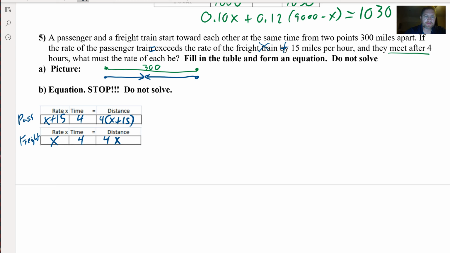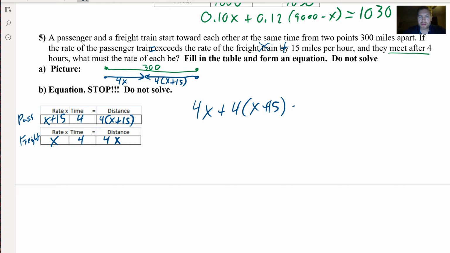And so we'll make this one the freight train. That one's 4X. And this one is the distance traveled by the passenger. So this right here is the distance of the passenger. That's how far the passenger train traveled. This one is the distance for the freight. That's how far the freight traveled. And if you notice, this distance plus this distance has to be 300. So it forms our equation for us.